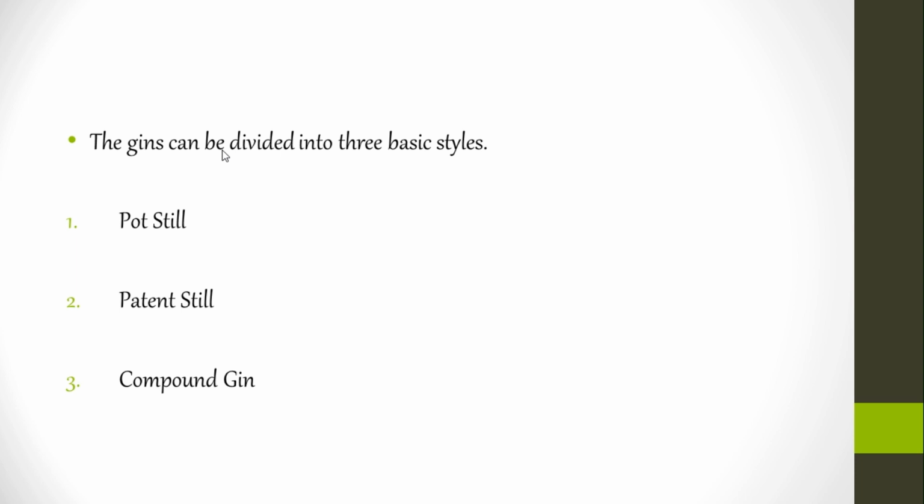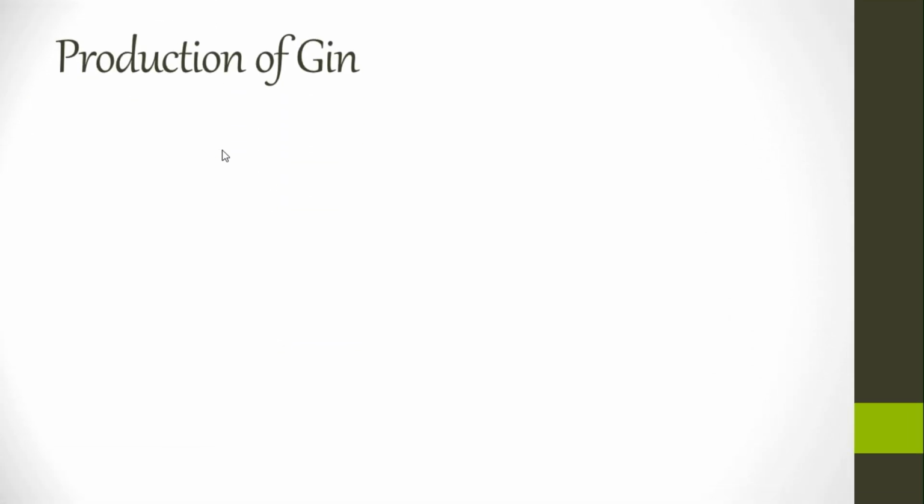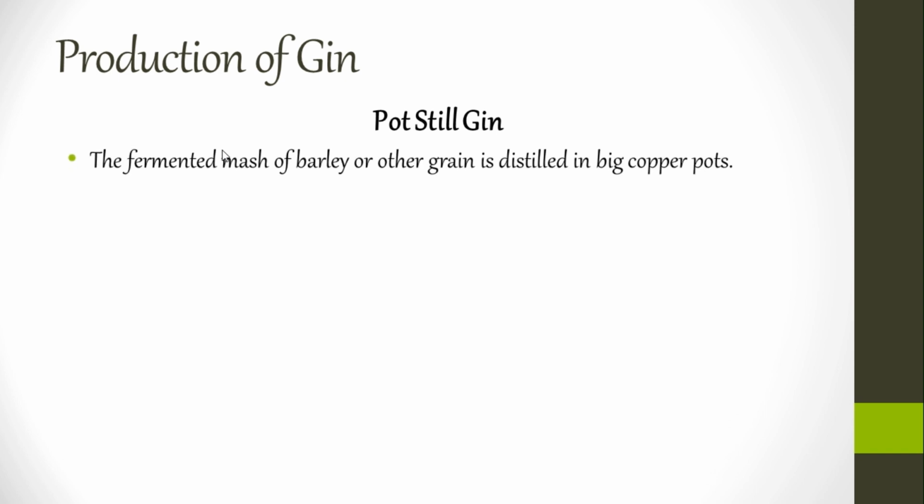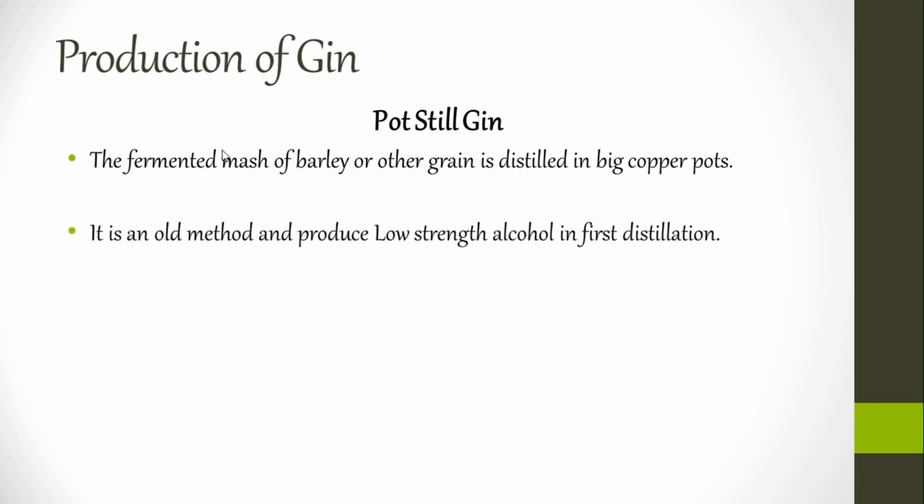Pot still spirits also need to be matured in wooden casks, so that we will discuss here in the production of gin. Pot still gin: the fermented mash of barley or other grain is distilled in big copper pots. These pots are made of copper, and it is an old method and produces low strength alcohol in the first distillation. Pot still is an old method and patent still is the advancement and the new method after the pot still method. This method makes a low alcohol, so it needs to be redistilled. Only one distillation is not enough, so it needs to be redistilled.